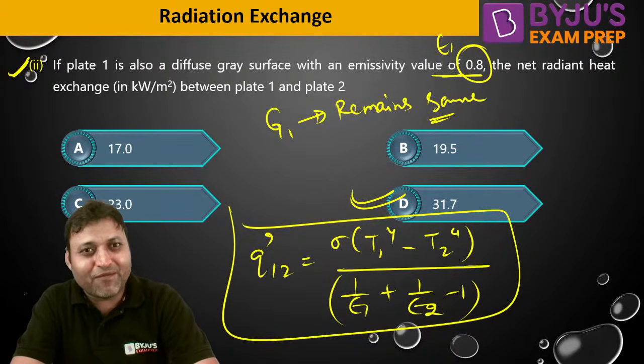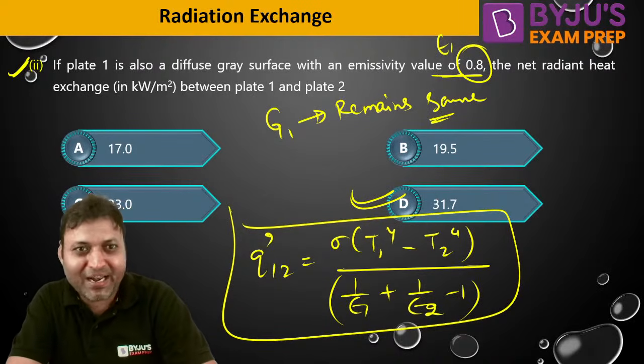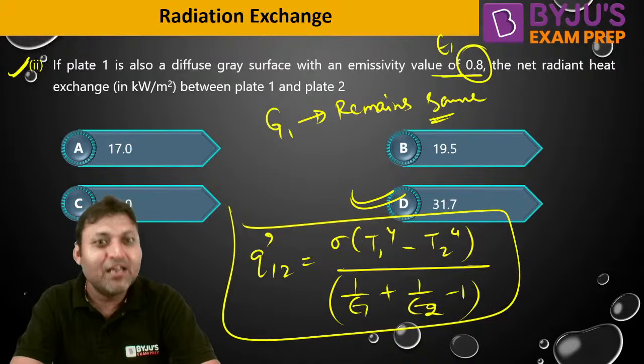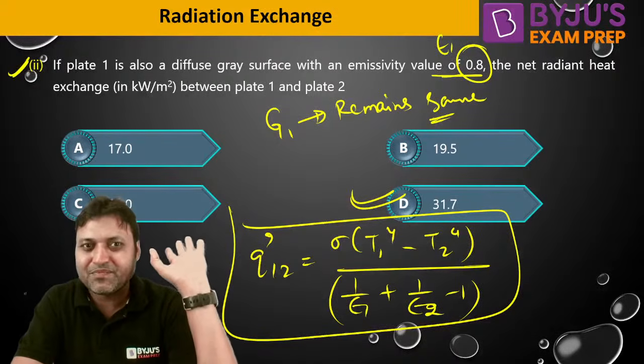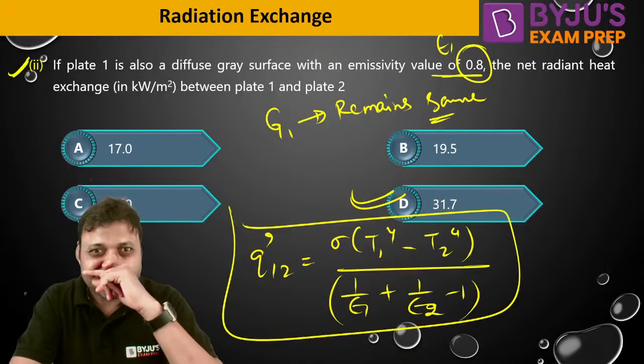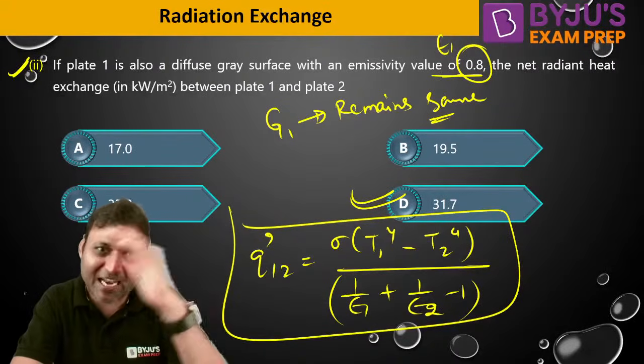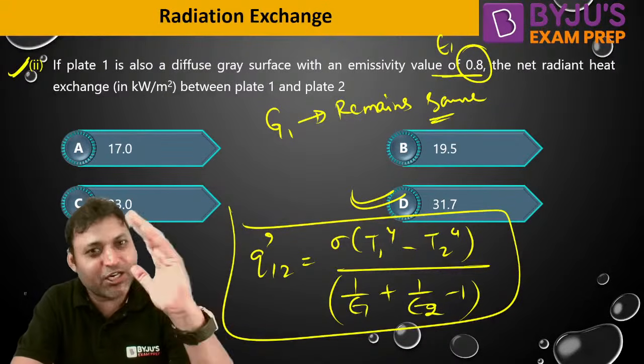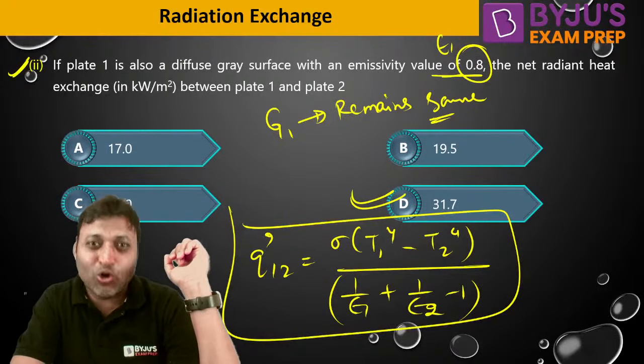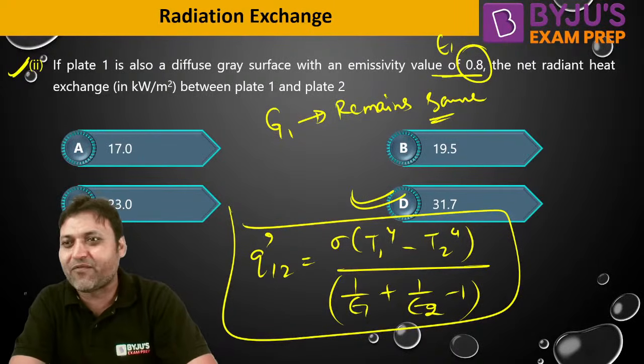So the answer to the first part is 2.5, but the answer to the second part is 31.7. And irradiation for surface 1 in both cases will remain the same, because F1 to 2 will remain the same, epsilon 2 is also the same value, T2 is also the same value. So it will not impact the irradiation for surface 1.